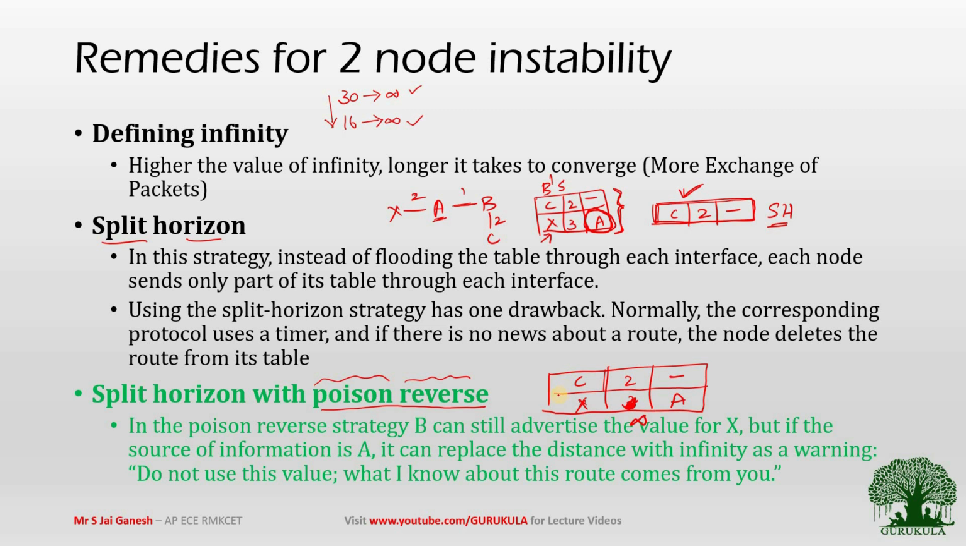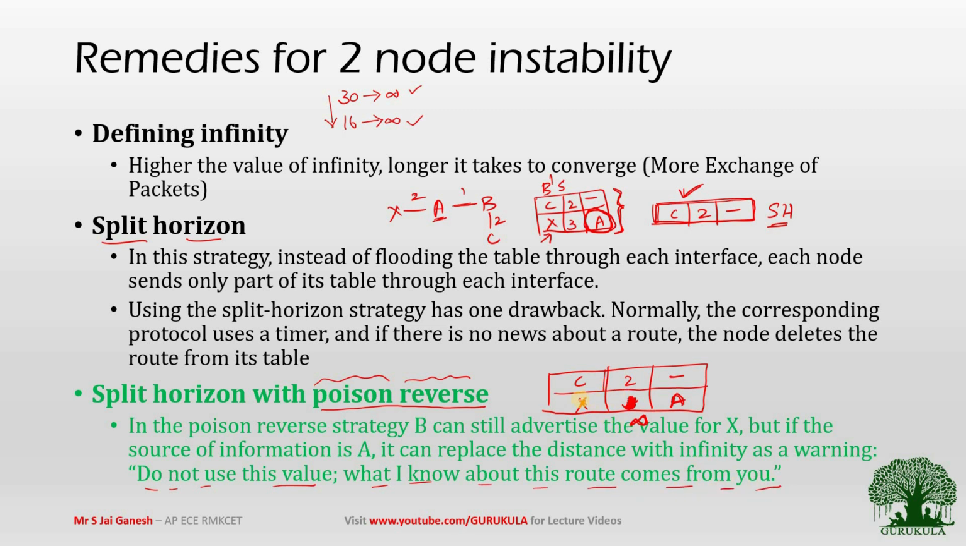So B will send its entire table, but it will poison the table. It will not send the actual value 3, but instead of 3, it will send the value of infinity when it is sending its table to A only, because B came to know about X only through A, right? So this is the technique we call split horizon with poison reverse. In general English, we can say: do not use this value, because what I know about this route comes from you.